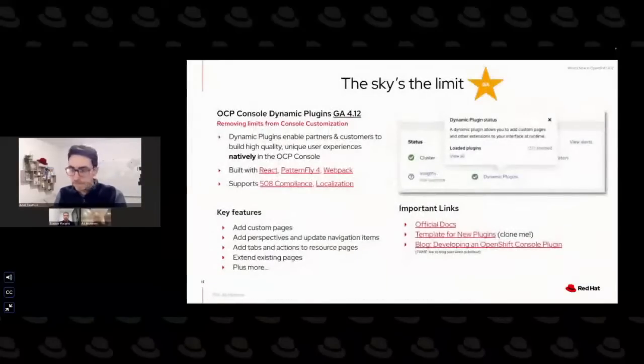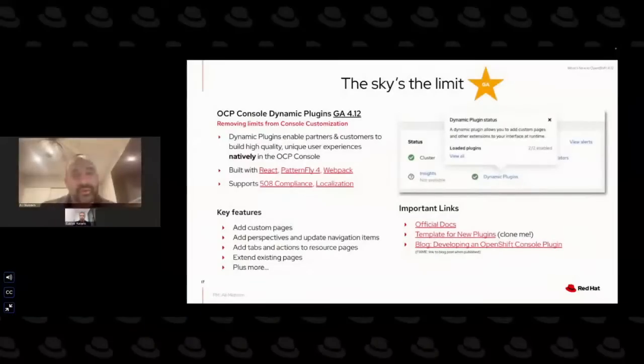Hey, folks. We're very excited to announce that in 4.12, dynamic plugins becomes GA. The number one console enhancement request is the ability to customize the console in one fashion or another. So with dynamic plugins, customers and partners now have the ability to customize the OCP console in a supported manner. The SDK allows for the creation of new pages, navigation items, tabs, resources, and more. The sky is truly the limit with dynamic plugins. To get started, please follow the links provided. And now I'd like to pass it off to Mark Curry.